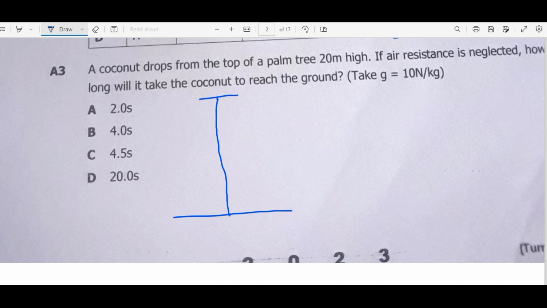This palm tree has a height of 20 meters. This height can also be represented as the displacement, which is x. In some textbooks you may find it as s. Then what else do we have? We have the acceleration due to gravity, which we have as 10 newtons per second, which is the same as 10 meters per second squared.